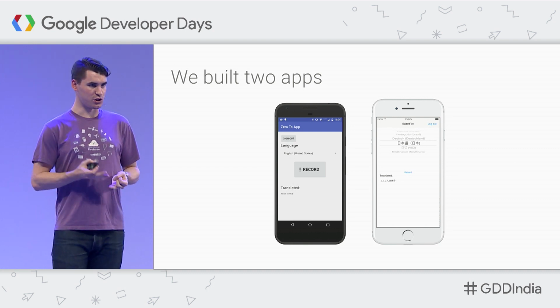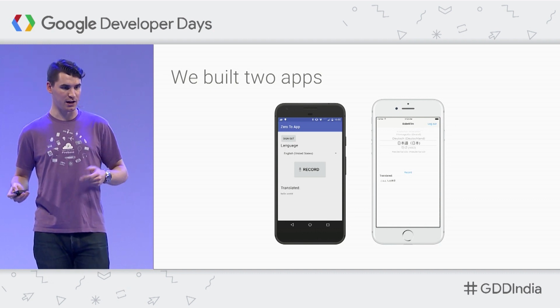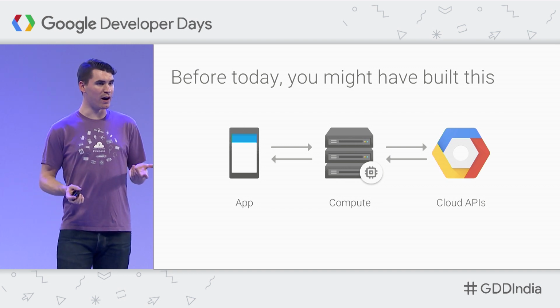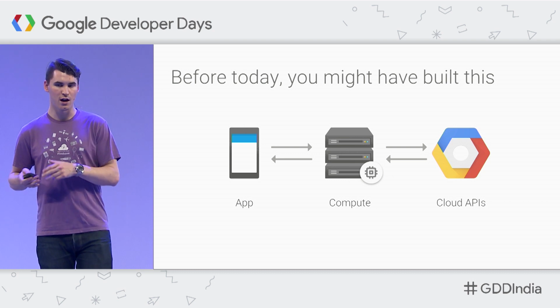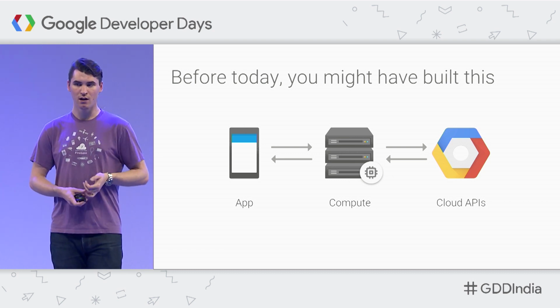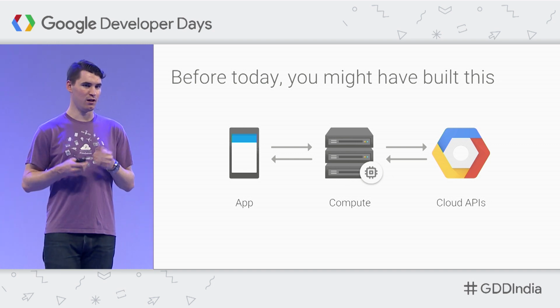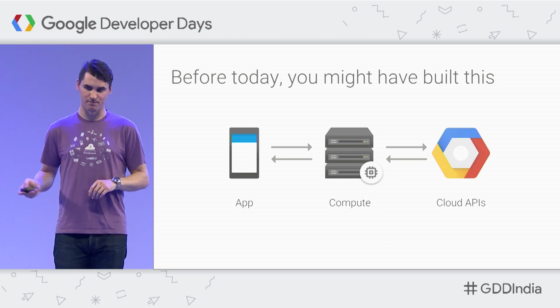So we just built two apps in about 20 minutes, complete with our own backend. If you hadn't come to this talk, you might have built something that looks like this, right? Your application talks to that server and proxies everything out. But that costs a lot of money, takes a lot of time, and requires that you get paged at 2 in the morning if your servers go down. You don't want to do that. You want us to own that management.